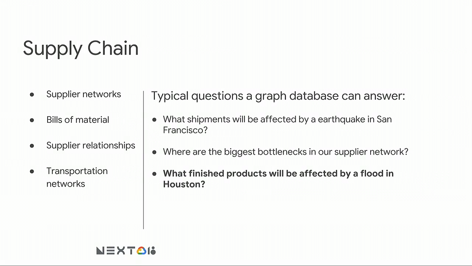So questions that we like to ask here are things like, what would happen to shipments if, God forbid, there's an earthquake here today? Where are my bottlenecks in my supplier network? Again, trying to address extra budget. Maybe I can do something to help bulletproof my supply chain. And then for those of us from Texas, what finished products are affected when we have a flood in Houston?